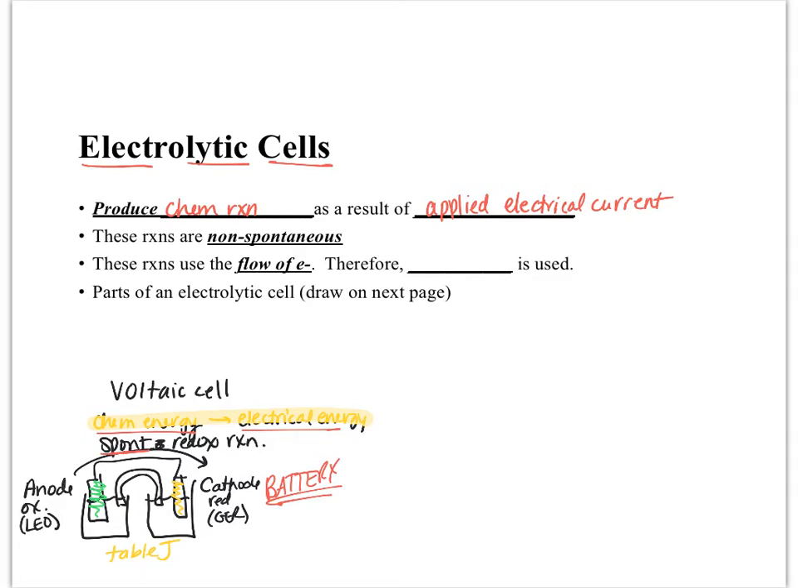Why would you need electricity to power a chemical reaction? You would need an external energy source of electricity if the reaction is not spontaneous. Okay? So we need to use electricity in order to force the reaction to occur. Now I'm going to build a diagram of an electrolytic cell on the next slide, just like I did the voltaic cell. And you'll be able to notice some similarities and some differences.